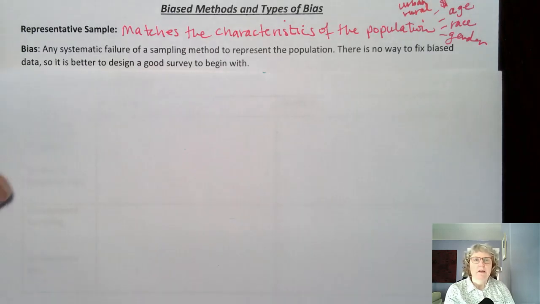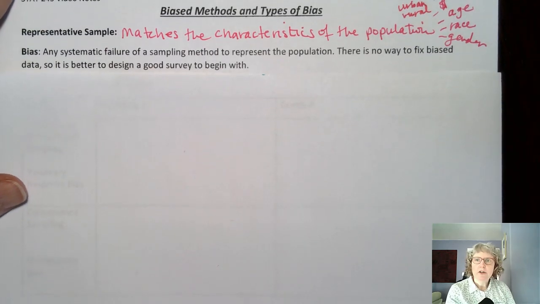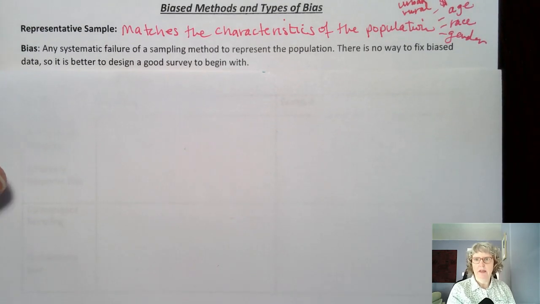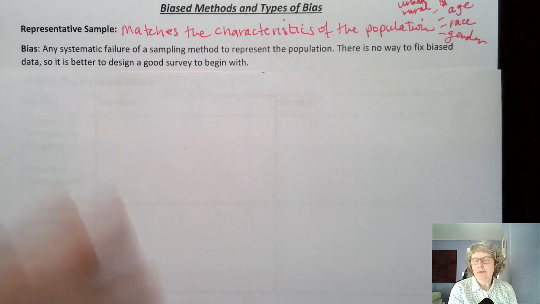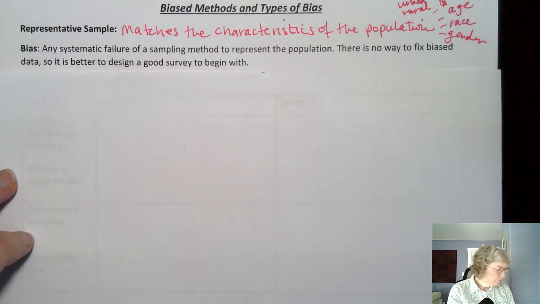So you often hear about weighting, where they try to get each population and they weight it to match the demographics of the United States. We're not going to get that detailed. If you want to know more about that, you can take another stats class. But we do want to know that we really want to have a representative sample, okay?